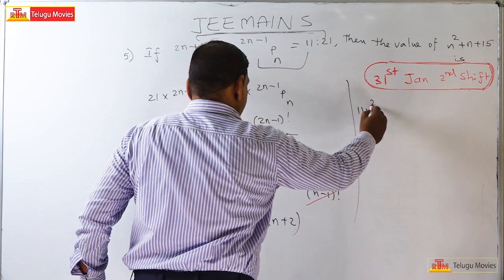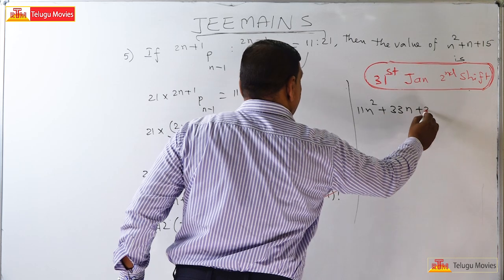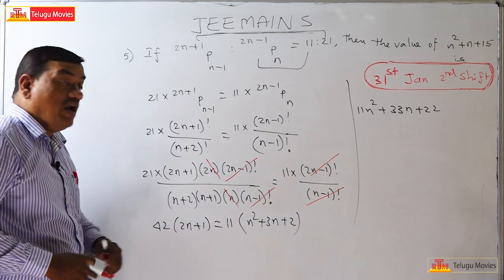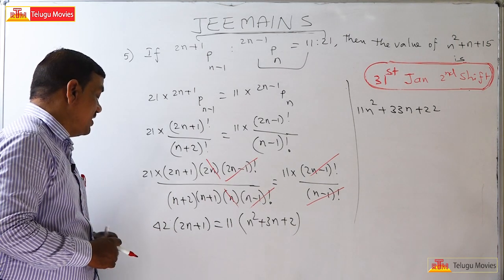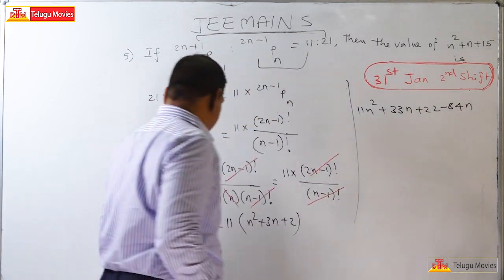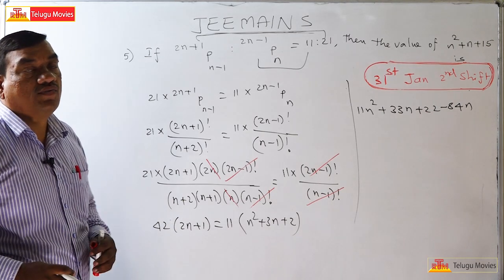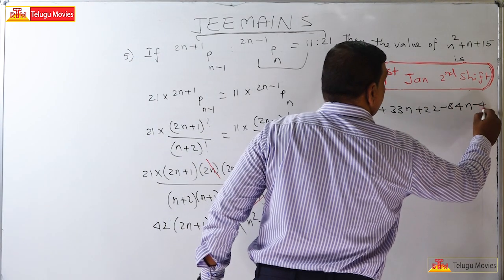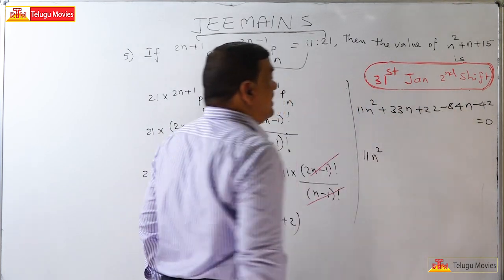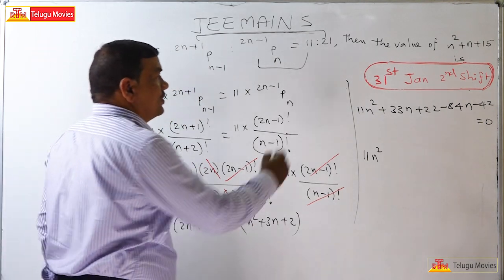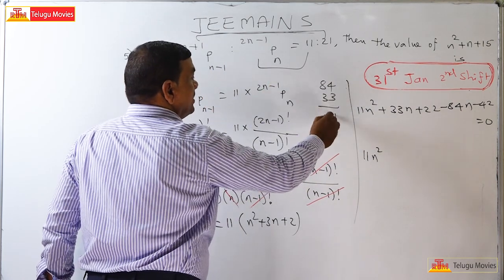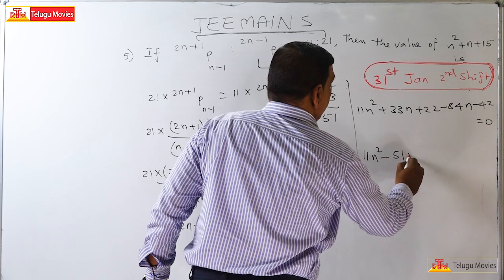So this is equal to 11n square plus 33n plus 22. 42 into 2n, so how much is this? 84n, minus 84n. 42 into 1, 42, minus 42 is equal to 0. So this is equal to 11n square, 33n minus 84n. So 84 minus 33, 8 minus 3 is 5, so minus 51n.